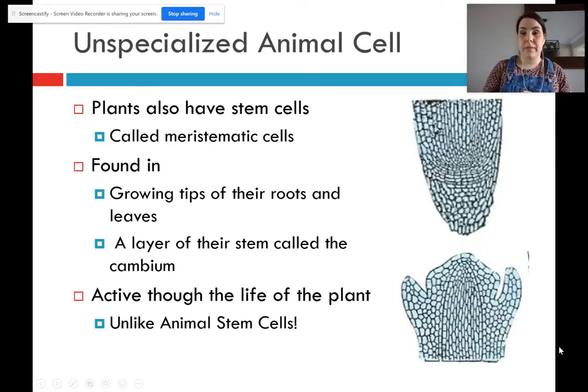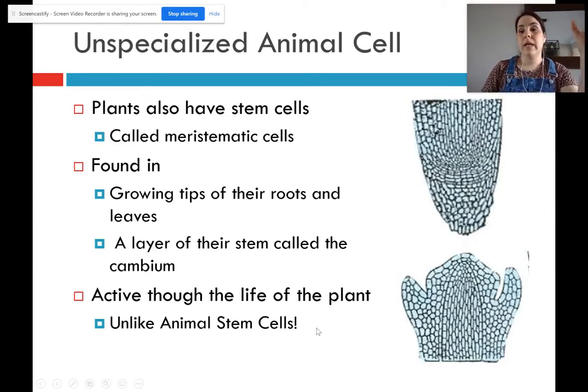Plants also have stem cells. They're not called stem cells though, because they're plant cells, not animal cells. They're called meristematic cells. This word right here is meristematic. The easiest place that you can find meristematic cells in a plant is in the tips of their roots. If this is a root that's been cut down the center, right here, this group of cells would likely be meristematic cells, or in the tips of their leaves. If this is a very baby leaf bud, all these cells out here developing into the leaf would likely be meristematic cells.